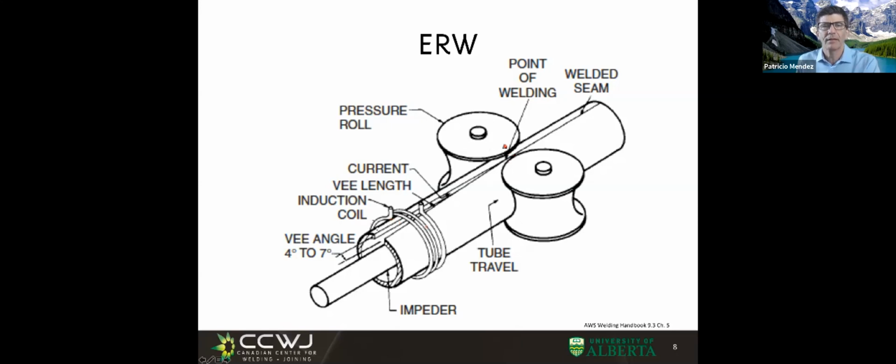And as the current goes through a V, we have a concentration of current, much like we have a stress concentration. There is a concentration of current. And here is a very hot point that melts. And as the tube advances, that melts and the rolls squeeze it together, right? And in this case, also there is an amount of pressure and the impurities go away.